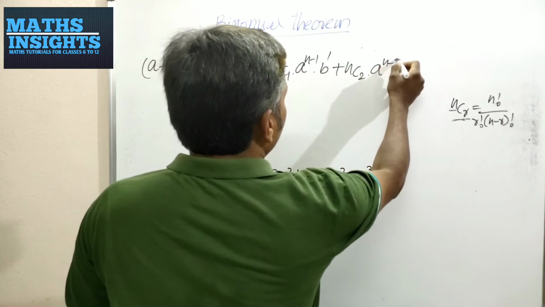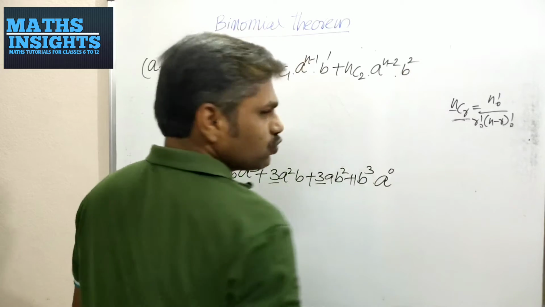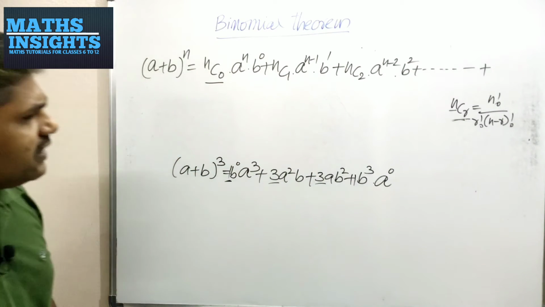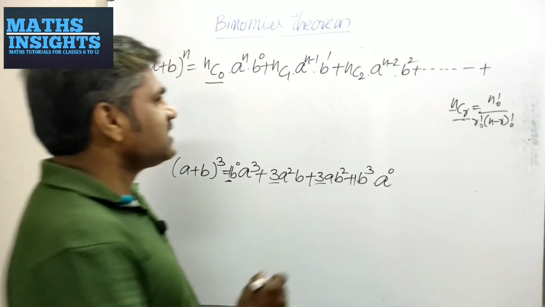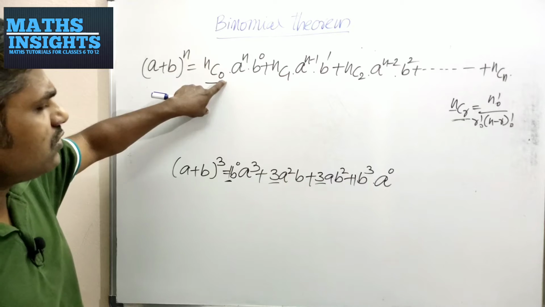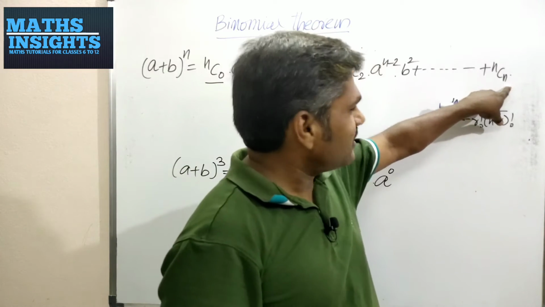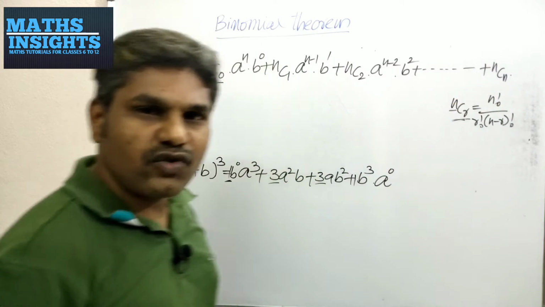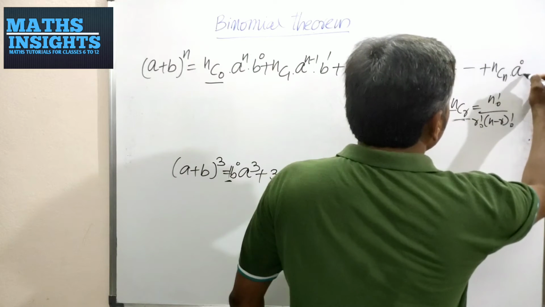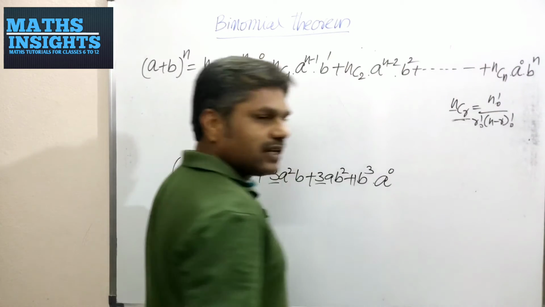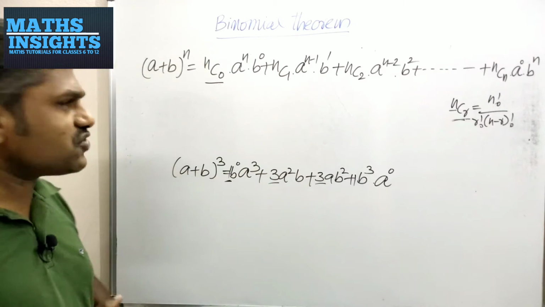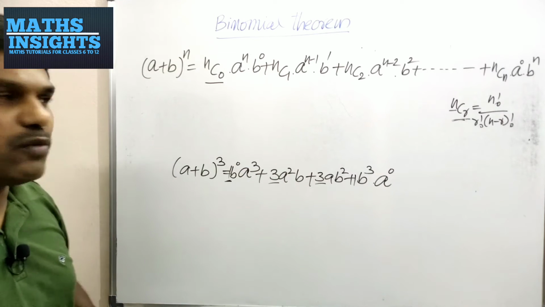Then nC2 a power n minus 2 into b power 2. And finally, if you expand like this, in the final term you will have nCn. nCn, you have to stop here. nC0 is the start, nCn is the last. These and these should be equal, then you have to stop. And the index of the first term will become 0 and the index of the second term will equal the index of the binomial. This is the binomial expansion of the binomial a plus b whole power n.